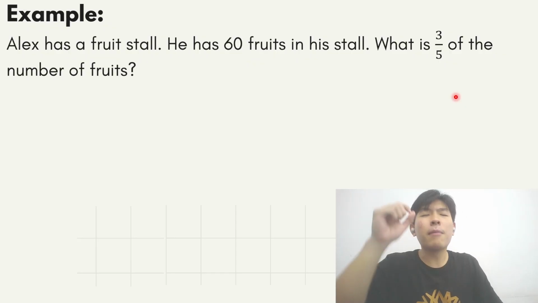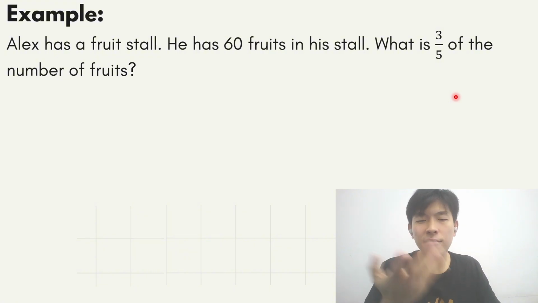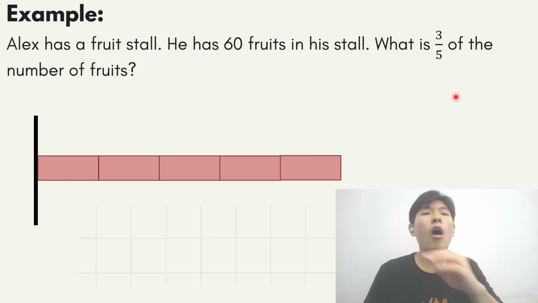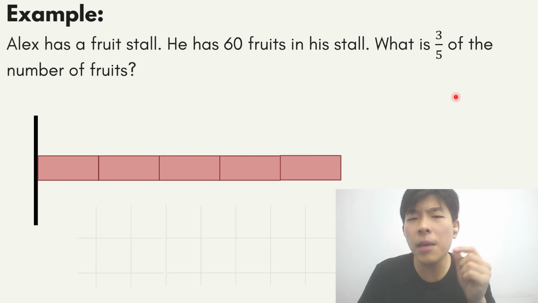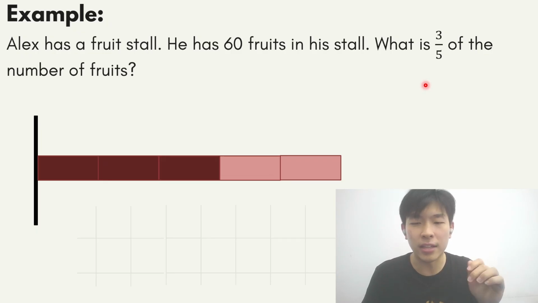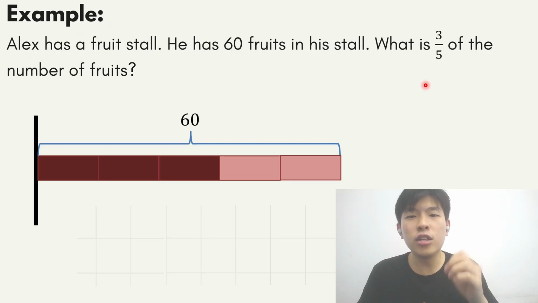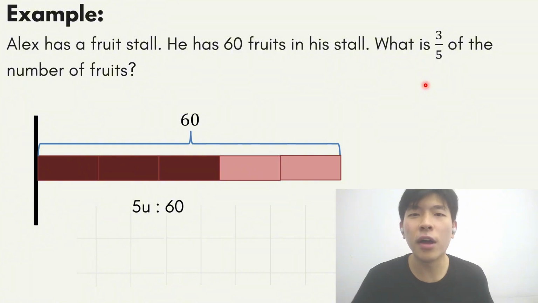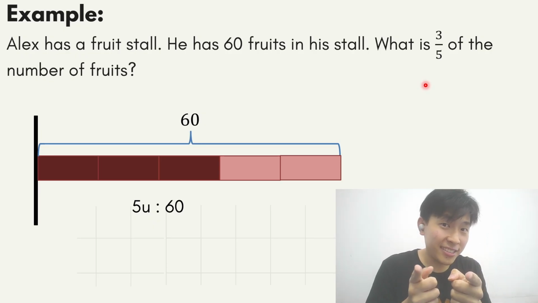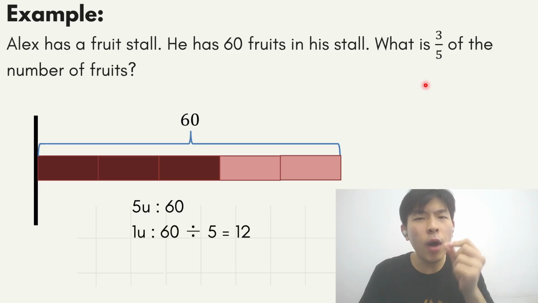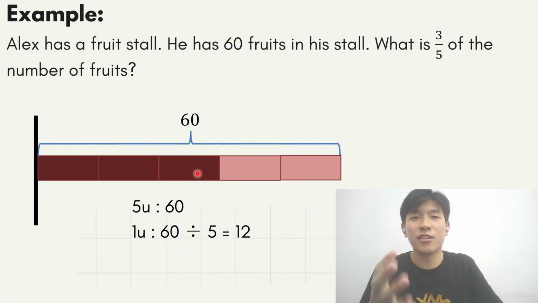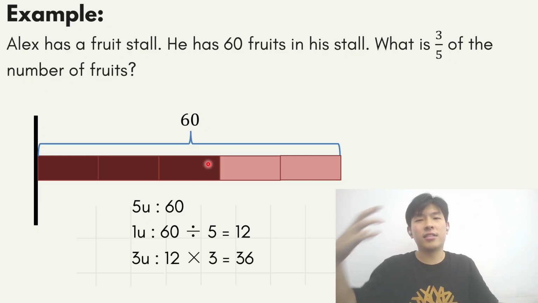Which means that I'm cutting my number of fruits into how many parts? 5 parts. So I just need to draw a model to show. Then we know that the sum of all of this is 60, of course. Then how many parts do I want? Very good. The question says 3 over 5, it means I want 3 parts. And I know the sum is 60 here, which means that 5 units is 60. How do I find 1 unit? Amazing. It's 60 divided by 5, which is 12. Now, I want 3 parts here. So how do I find 3 units? Very good. Just take 12 times 3. So we will get 36.